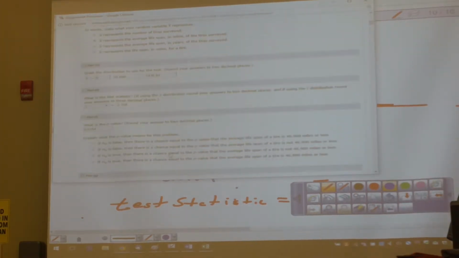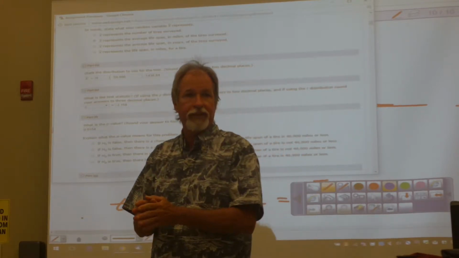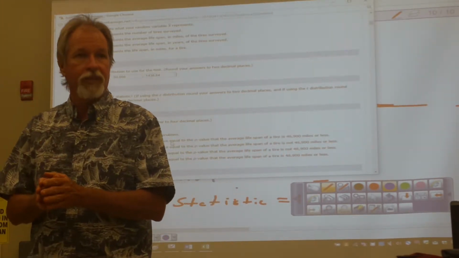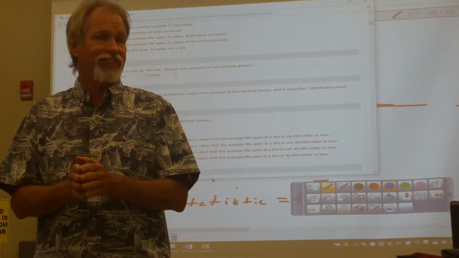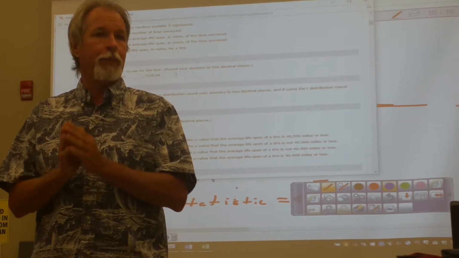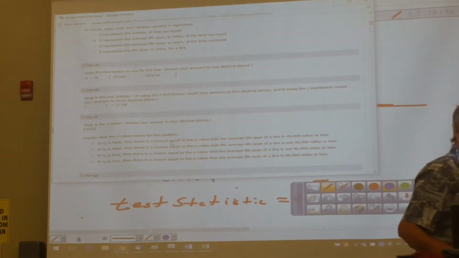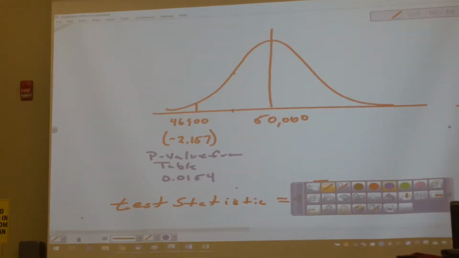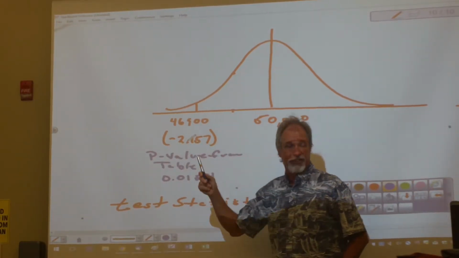Now, what we tend to do is we look at this and we compare the p-values. There are two things that I can compare. I can compare the p-value to the alpha, and I can use that to make a decision. Or I can compare the test statistic to a table value. So here's where these come in. This is what we got when we calculated the test statistic.